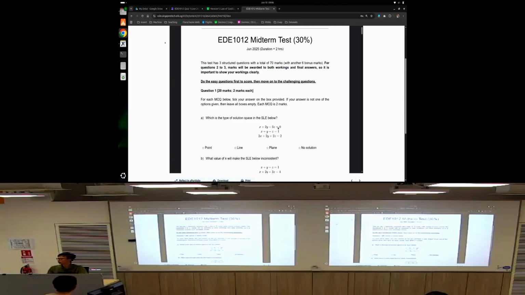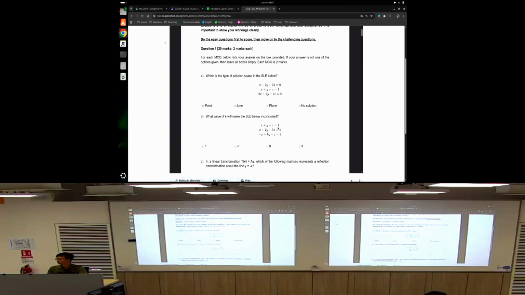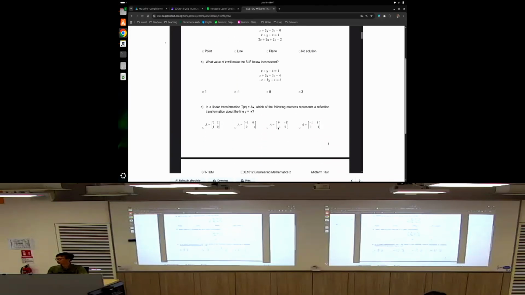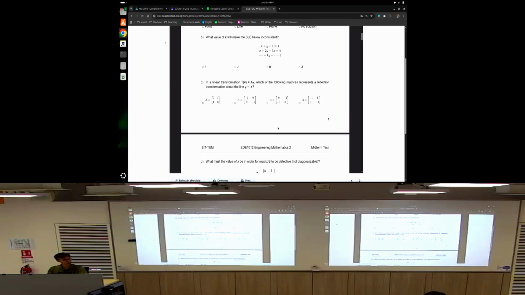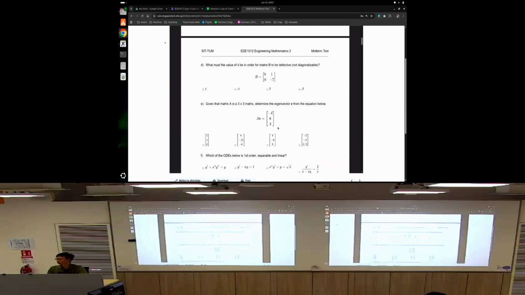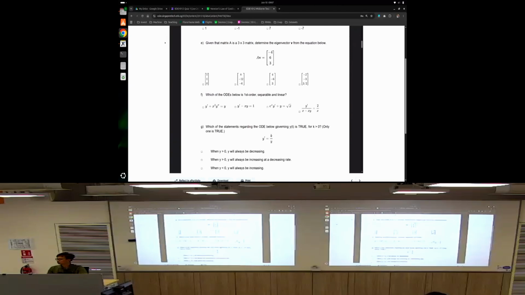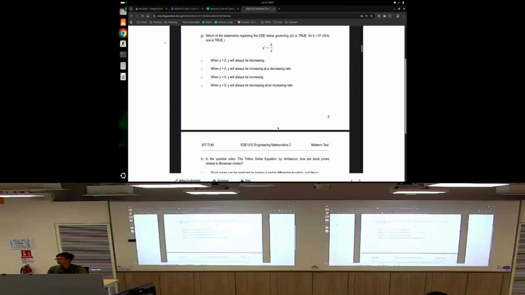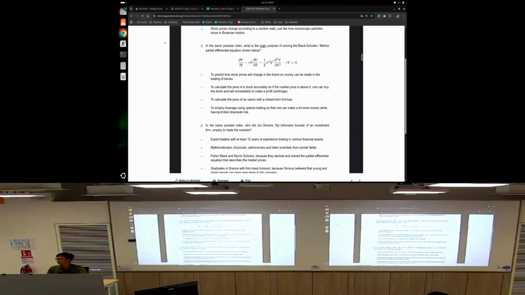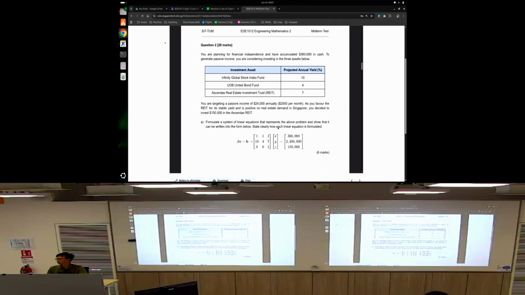So this midterm format is very similar to the format that you'll be getting this year, in which question 1 has your MCQs. The MCQs are 20 marks in total, 2 marks each. You can see the MCQs are similar to your quiz 1 format: just choose the correct answer. So that will be question 1.